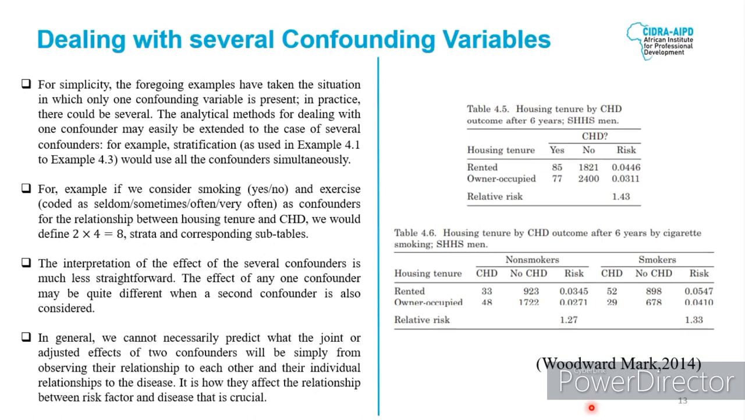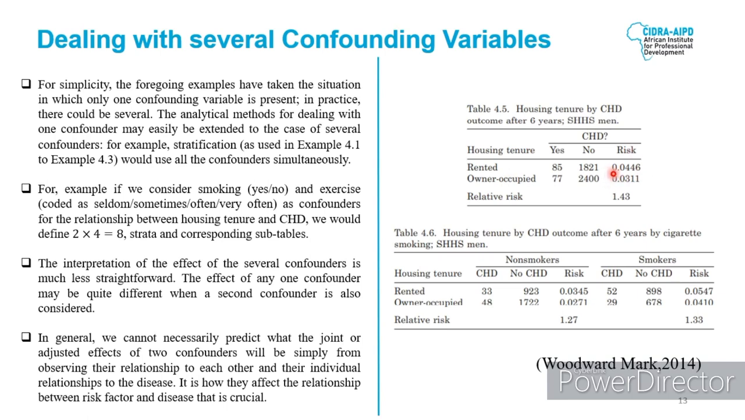So how can we deal with several confounding variables? Now, table 4.5 over here shows data from 6 years follow-up of men in the Scottish Heart Health Study, SHHS in short. These data are for those with no symptoms of coronary heart disease, that is CHD, at the beginning of the study. The variable housing tenure records whether they rent or own their accommodation. As can be seen, the chance of a CHD event is substantially higher amongst the renters.